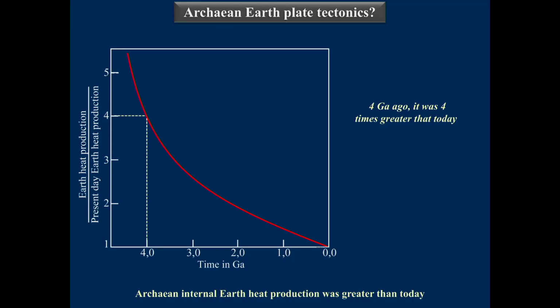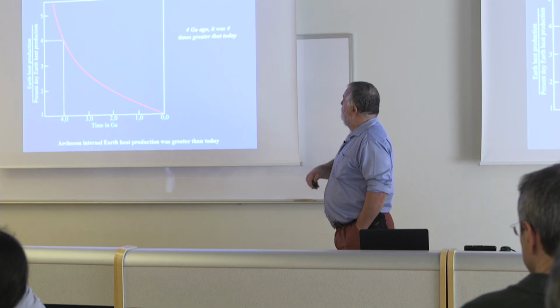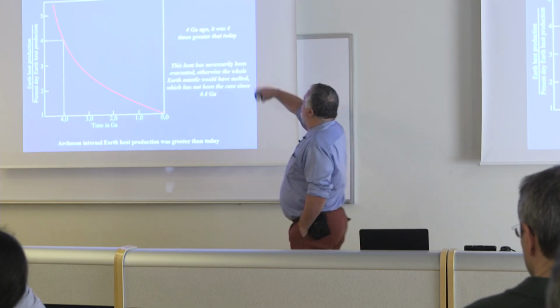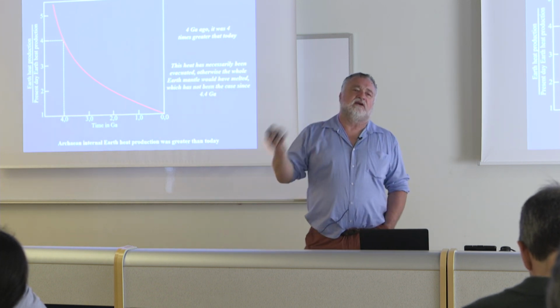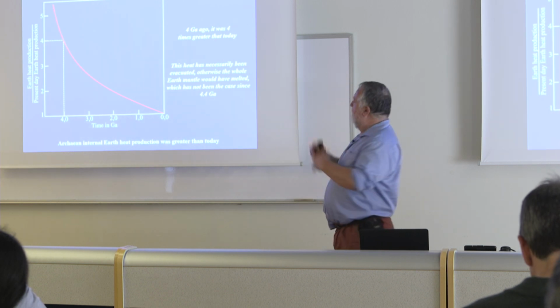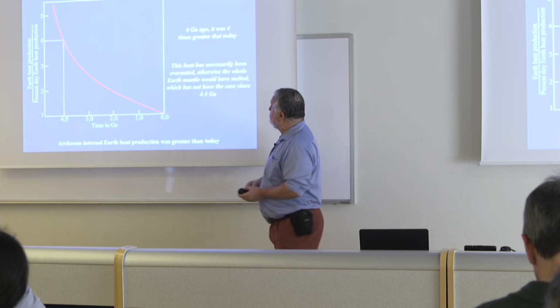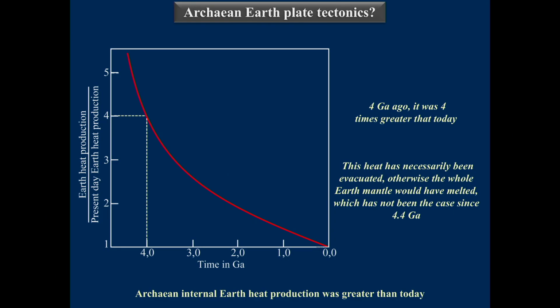We have seen that during the Archaean, the heat production then was greater than today. And as I told when I answered some question, the heat has necessarily been evacuated. If not, we should have general melting of the Earth. If the heat remains in the Earth, we should have melting of the whole Earth. So this doesn't exist on Earth after the magma ocean episode. The magma ocean episode was the last episode of general melting of the Earth.